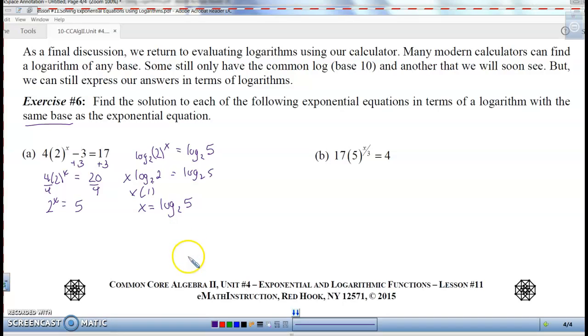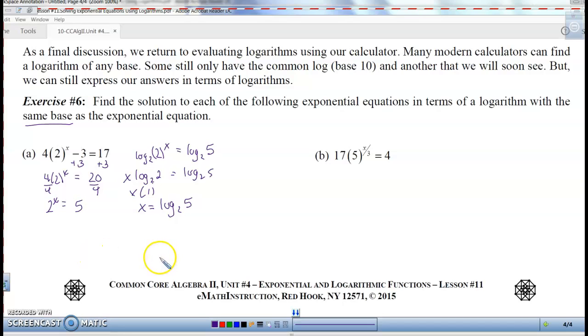So if you wanted to calculate that, you would just put log to the base 2 of 5 in your calculator and you've got it. You can do it that way as well. Now, I probably would have just done the log base 10. It would be log of 5 divided by the log of 2. All right, and you can do it either way and you'll get the same answer.